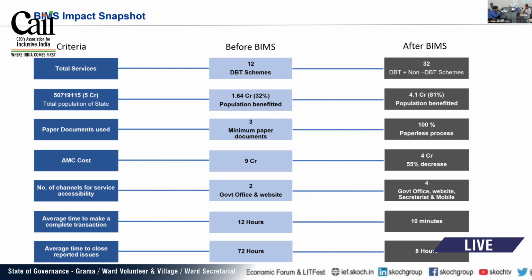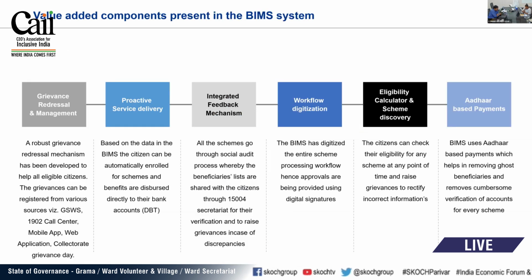There is no paper and manual process here. Everything is completely digitized. And the annual maintenance cost has decreased by 55% because all the departments go through the central department only. There is a very less annual maintenance cost for the departments also. And then there are 4 different channels through which they can apply for this. And average time taken for completing a transaction to apply for a scheme has gone to less than 10 minutes. And if there are any issues also, it gets redressed in 8 hours because it's just a technical solution that we can provide based on whatever data is available with the departments.